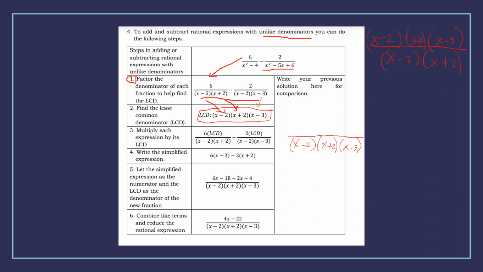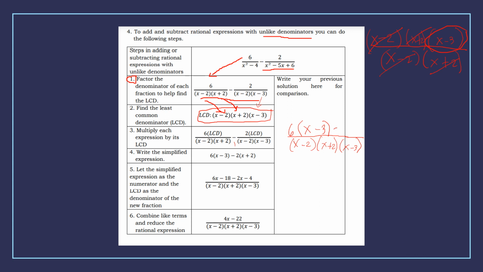With this, simplifying this will give us x minus 2 over x minus 2 is 1, x plus 2 and x plus 2 is also 1. So what we have is x minus 3. This x minus 3 will be multiplied to 6. So this will now be 6 times x minus 3. Following by minus.